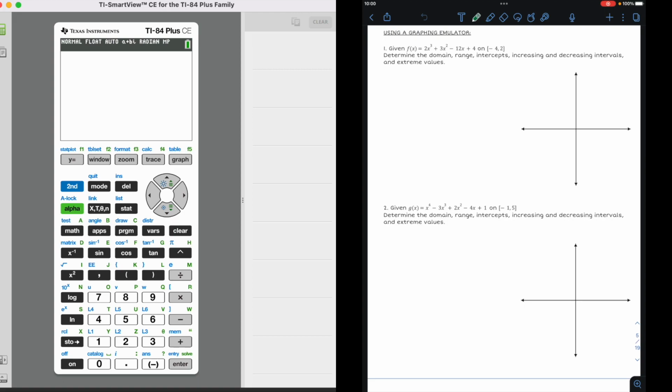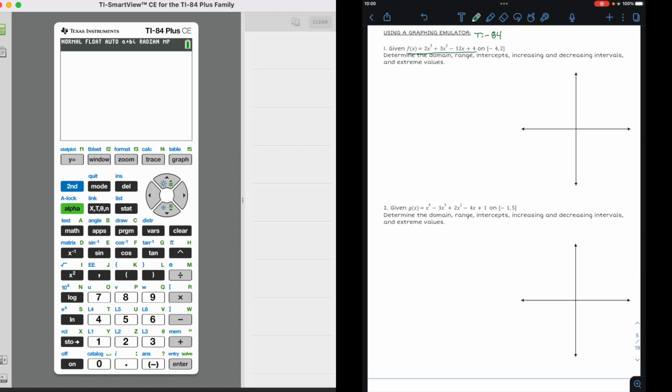Okay, moving on for our next set of problems, we're going to be using a graphing emulator, which basically just means a graphing calculator, to look at two polynomial functions and write down some of their key features and behavior. For this, you could use Desmos, which is probably the easiest one to use, but I'm going to show it on the TI-84, so you can get a little bit of experience of how to graph on the TI-84.